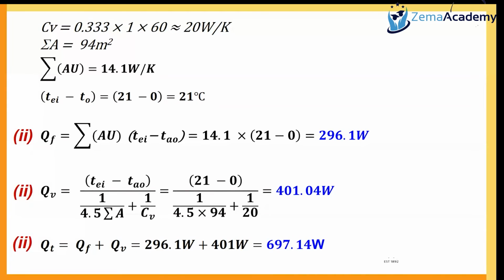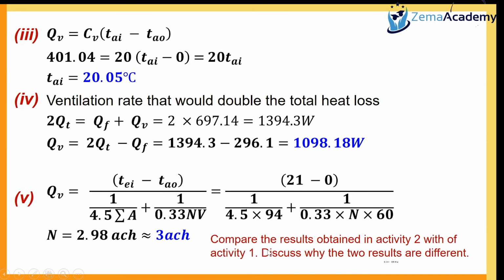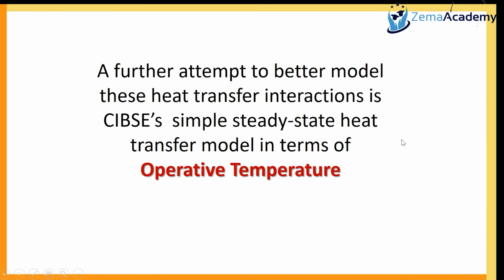I know one of your colleagues has answered that, but I want you all to think about this. Apart from that parameter, what are the other factors that are making the difference between these values? Okay, we'll come back to this at the end of this problem. Compare the results obtained in activity 2 with activity 1. Discuss why the two results are different.